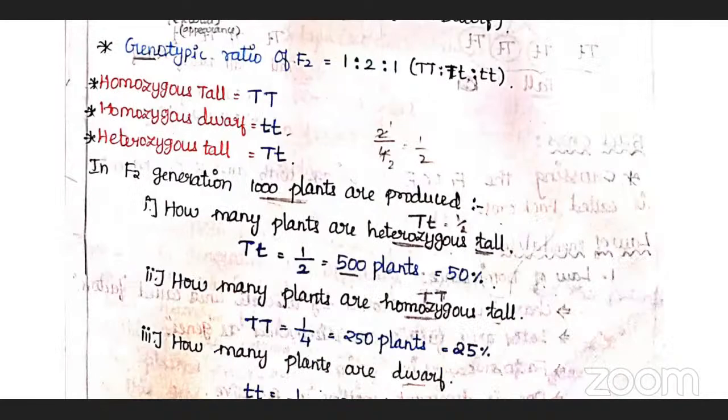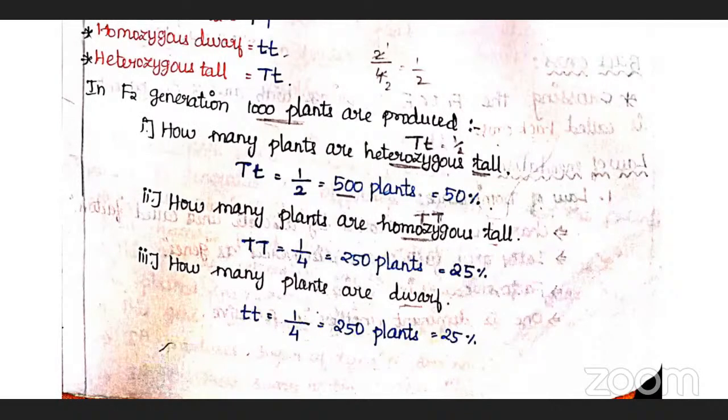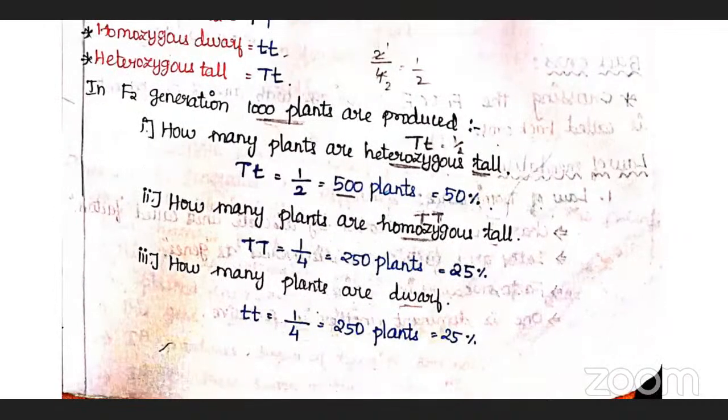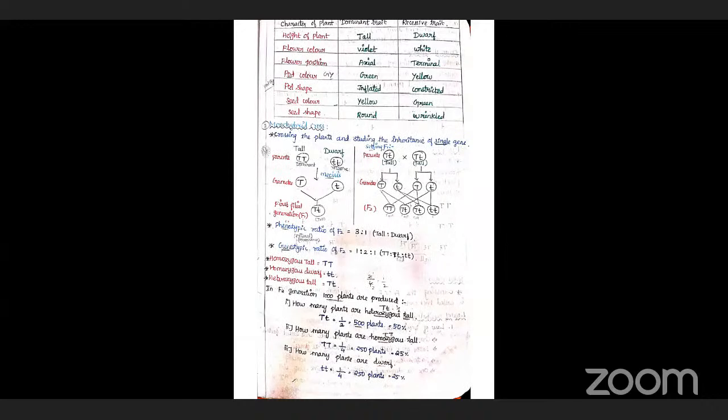So at the end of the monohybrid cross, the phenotypic ratio, as I just told, is 3:1 and the genotypic ratio is 1:2:1. But in percentage, we can say 75% tall plants and 25% dwarf plants. Among that 75%, 50% of the tall plants are heterozygous and the remaining 25% tall plants are homozygous. The last 25% is dwarf. So this is the ratio: 75% tall plants and 25% dwarf plants.